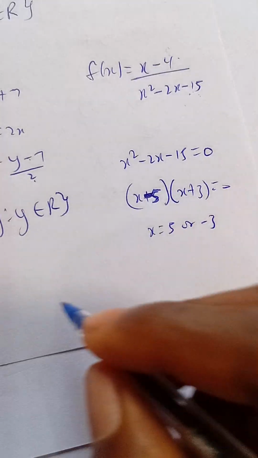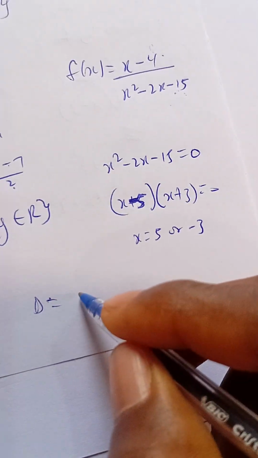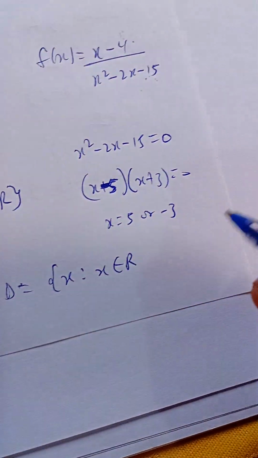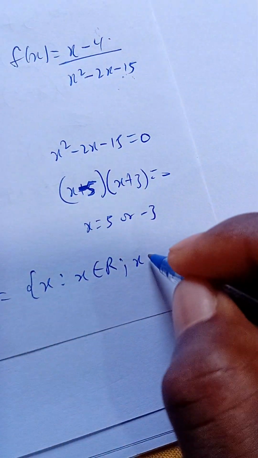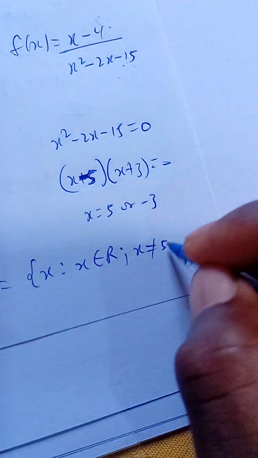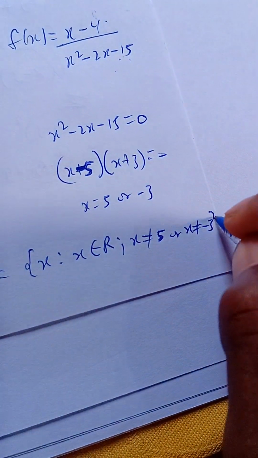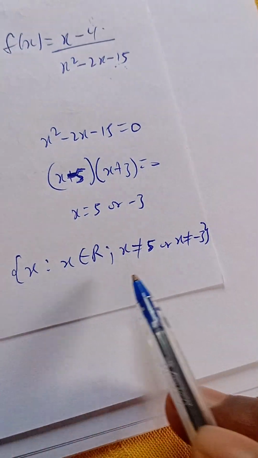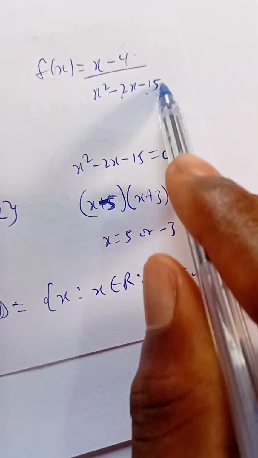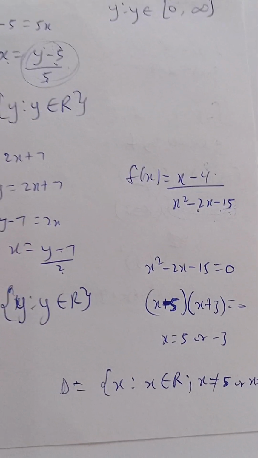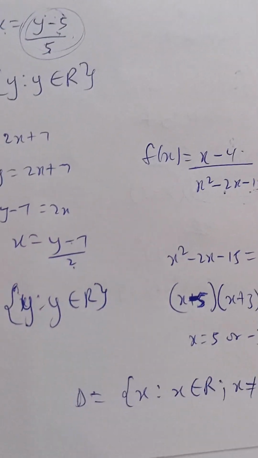So what will be our domain? X such that x is a member of R, but x is not equal to 5, or x is not equal to negative 3. Because once we fix in 5 and negative 3 here, this thing will become 0 and this function will be undefined, or it will cease to exist.